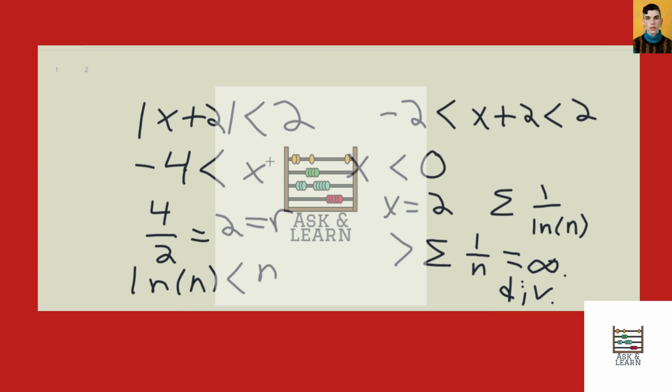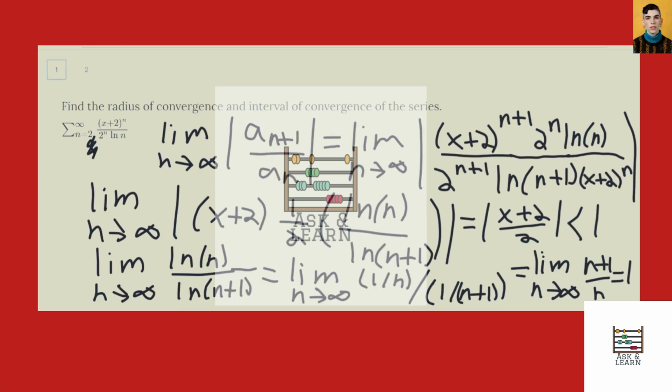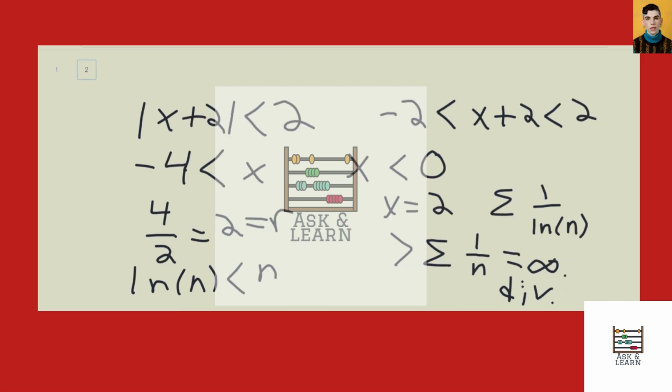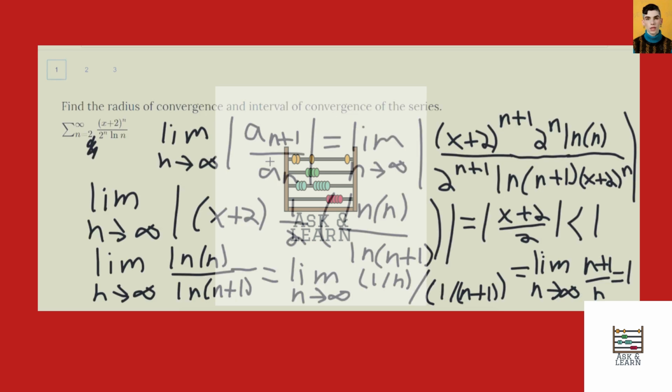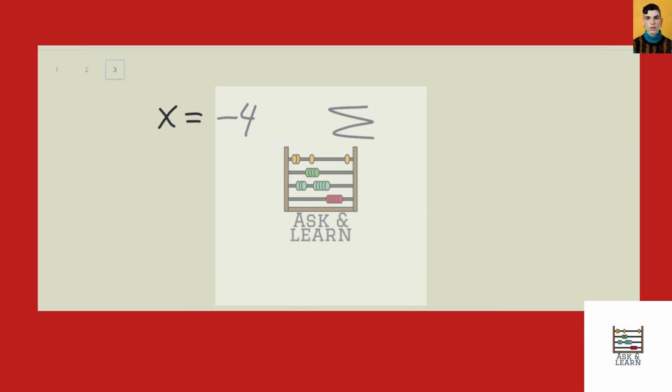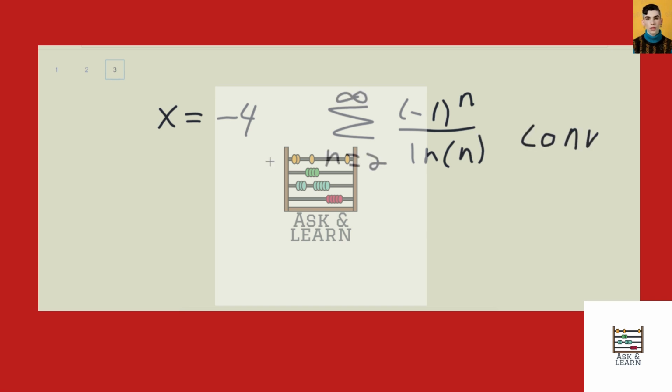Okay, and then we need to figure out what happens when x is minus 4. When x is minus 4, we'd have minus 4 plus 2, so we'd have (minus 2)^n. So the 2^n's will again cancel, and then we'd have (minus 1)^n happening. So when x is minus 4, we plug minus 4 into here. What we get is the sum from n equals 2 to infinity of (minus 1)^n over natural log of n. And this is going to converge by the alternating series test.